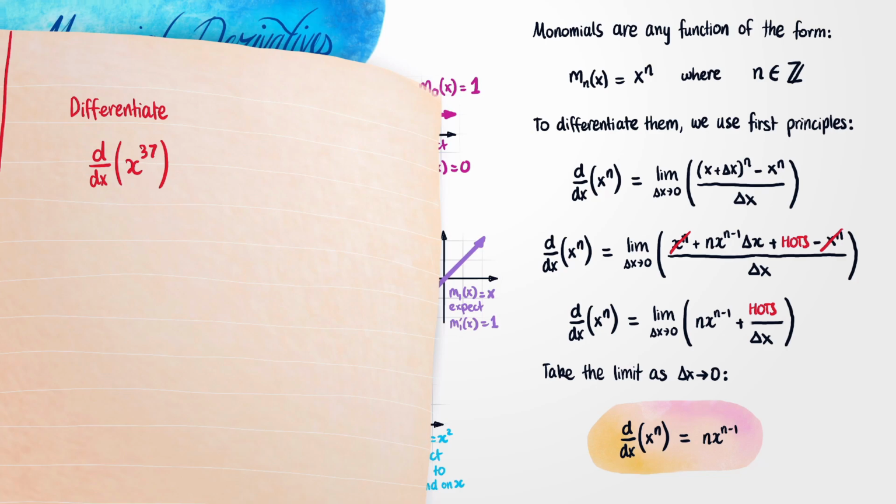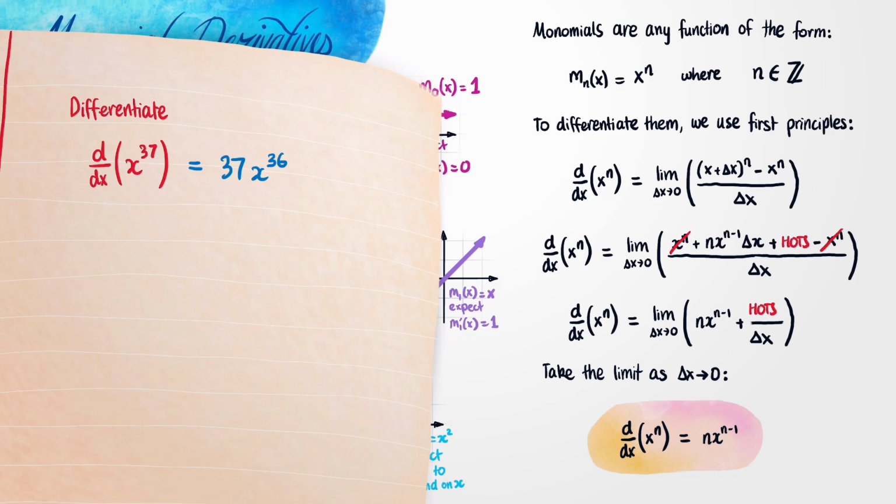So let's pretend we wanted to differentiate x to the power of 37. Now, doing all of this would be absolutely insane, so we're not going to do it. But our rule over here says that if n is equal to 37, then we can just write its derivative as 37 x to the power of n minus 1, or 37 minus 1. Now, of course, 37 minus 1 is just 36, so we can write that instead. And just like that, our job is done. That's pretty cool if you ask me.